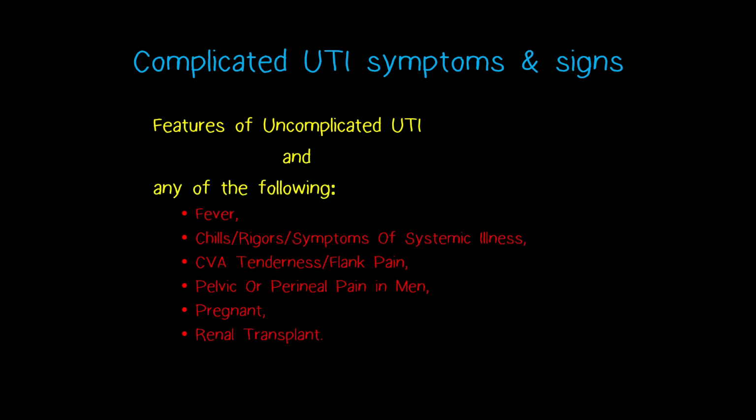The next is complicated urinary tract infection. First, let's see the symptoms and signs of complicated urinary tract infection. The features of uncomplicated urinary tract infection are there, like frequency, urgency, dysuria, suprapubic pain, and others. In addition, we say complicated if there is any fever, chills, rigors, or symptoms of systemic illness, costovertebral angle tenderness or flank pain, pelvic or perineal pain in men, if the patient is pregnant, or post-renal transplant.